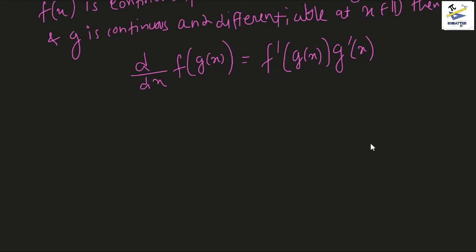Then the derivative of logarithm of x is 1 by x, and e to the power x is e to the power x itself. Now we can try and find out the derivative of, so we are going to do a bunch of problems now. So let us do d/dx of e to the power ax.